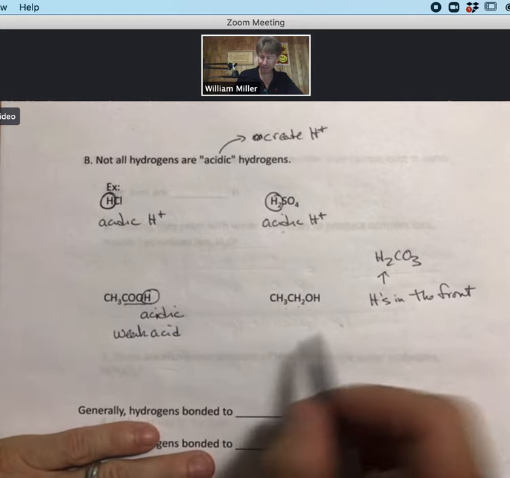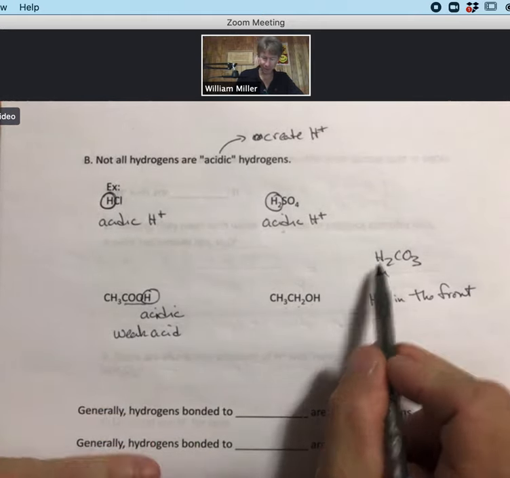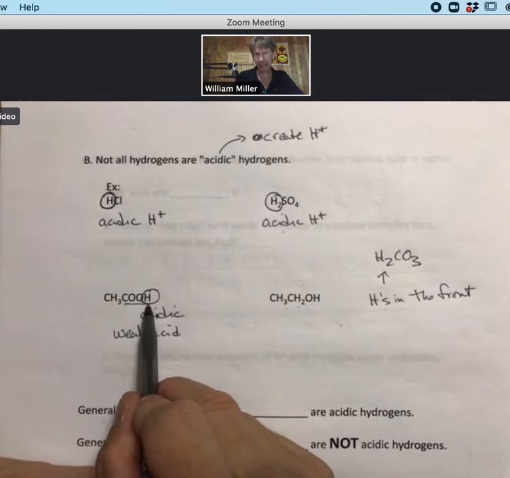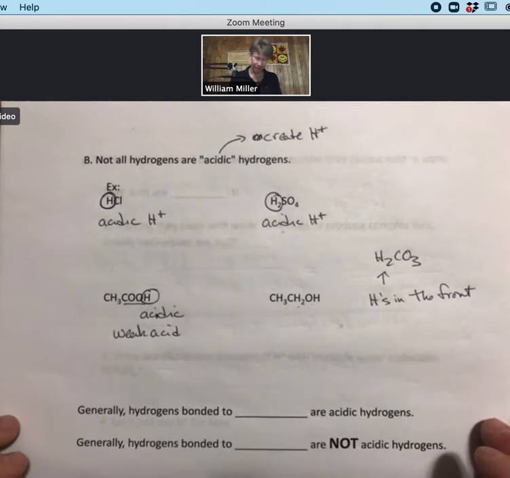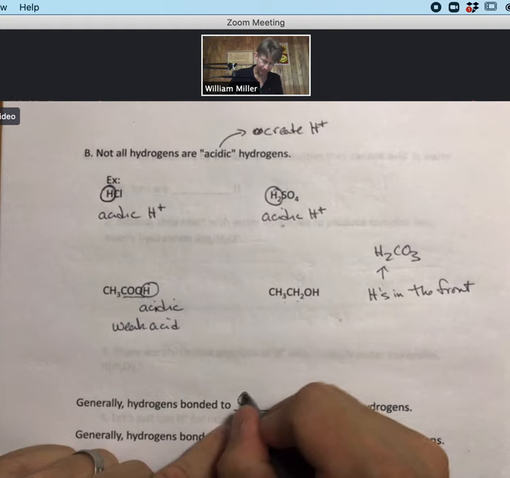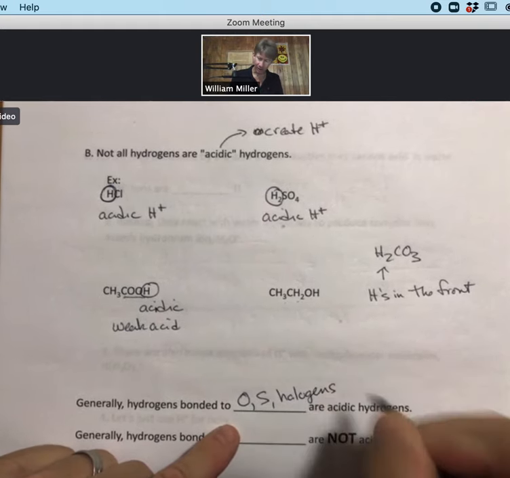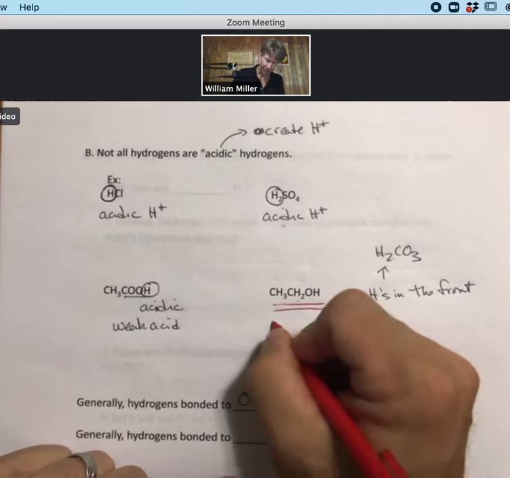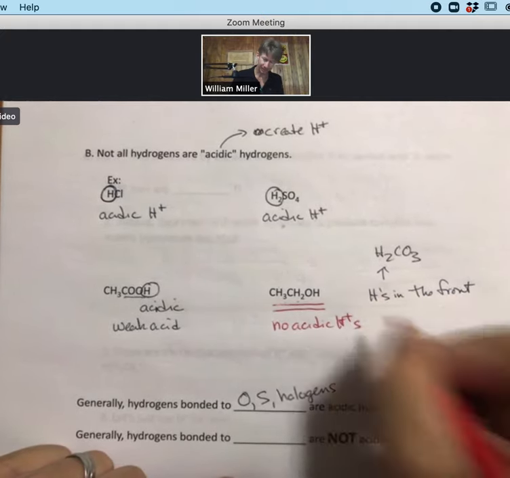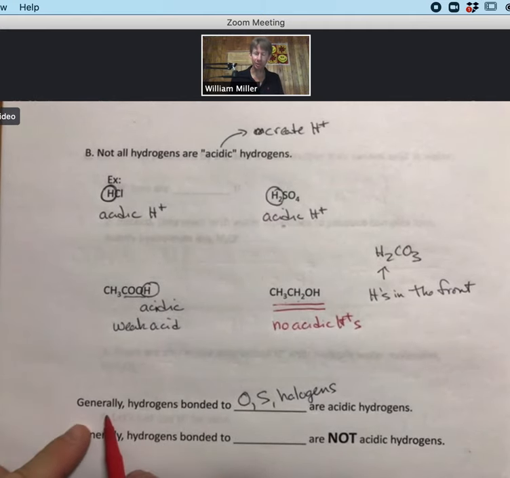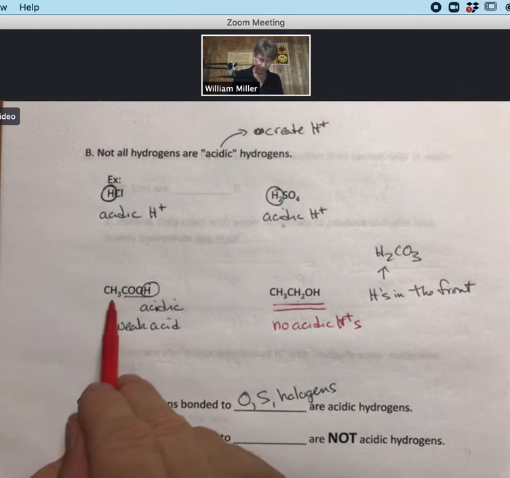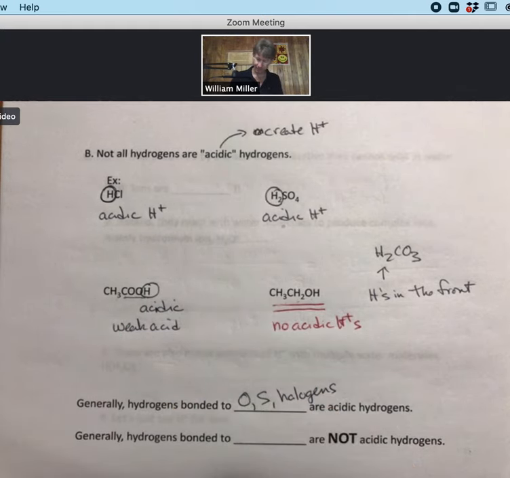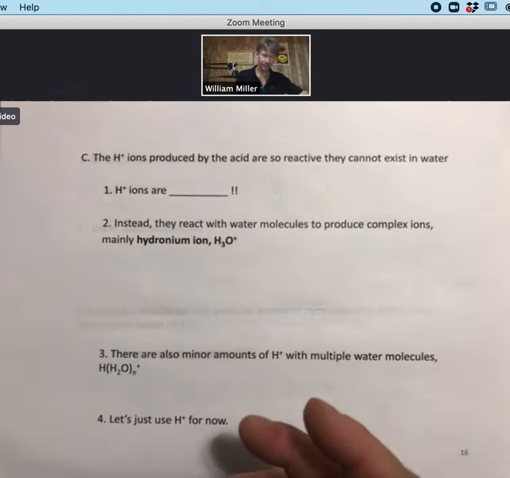Because there are two ways to know acids, H's in the front or COOH's in the back. And then just generally, hydrogens bonded to O's, S's, and halogens are acidic, and we see examples of that, although we also see a counterexample with no acidic H's. That's why we write generally. And you'll note that the H's that are attached to the carbons are not acidic. They will never be acidic, and we'll talk more about them, but that's a key distinction for right now.